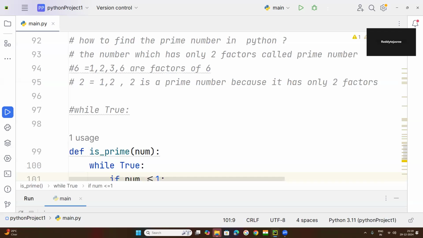Okay, now almost 9:20. You check. You try it yourself. Tejasri.